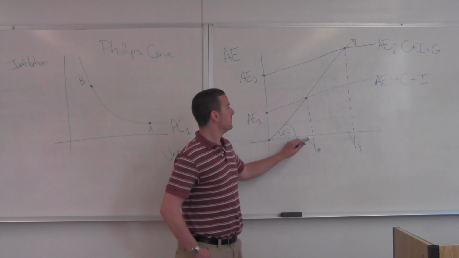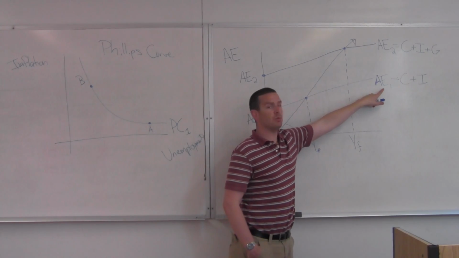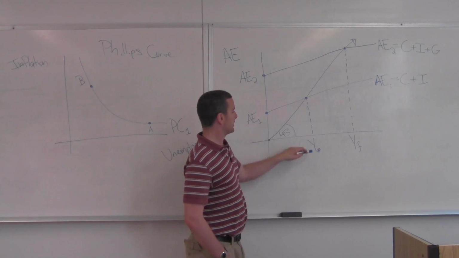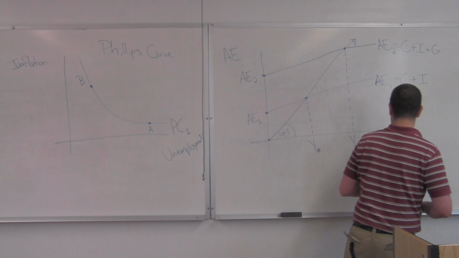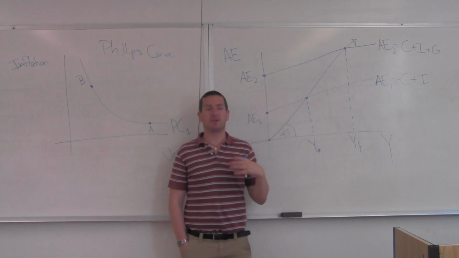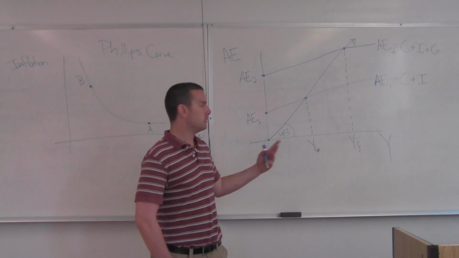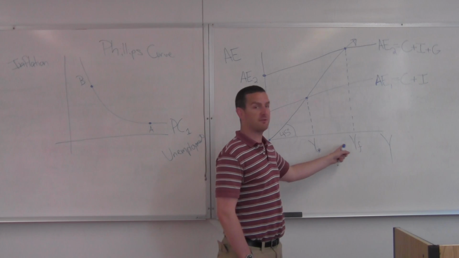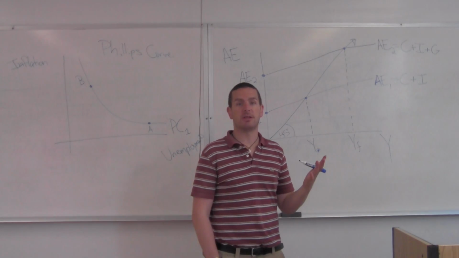So, if you have consumption and investment, that forms AE1, and that produces a level of income that I've labeled as Y star. It's just our equilibrium level of income. And is that the full employment level? Well, no, I labeled it as not the full employment level, because more often than not, it's not going to be full employment.